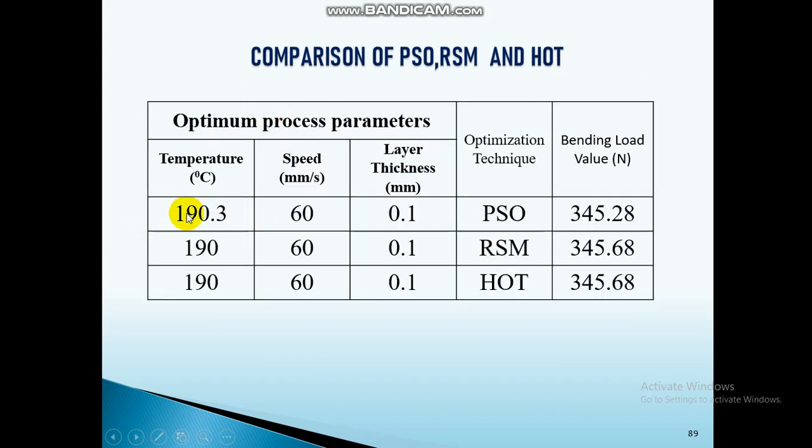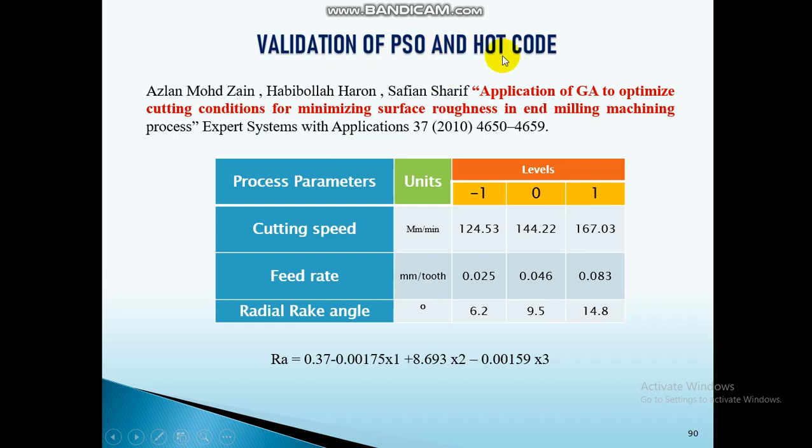You can see all these three optimization techniques have an ability to find the maximum bending load value. So all are the same, 345.28 Newton. To validate the PSO and HOT code, I took one regression equation from a journal where they optimized the milling process parameters to improve the surface finish.